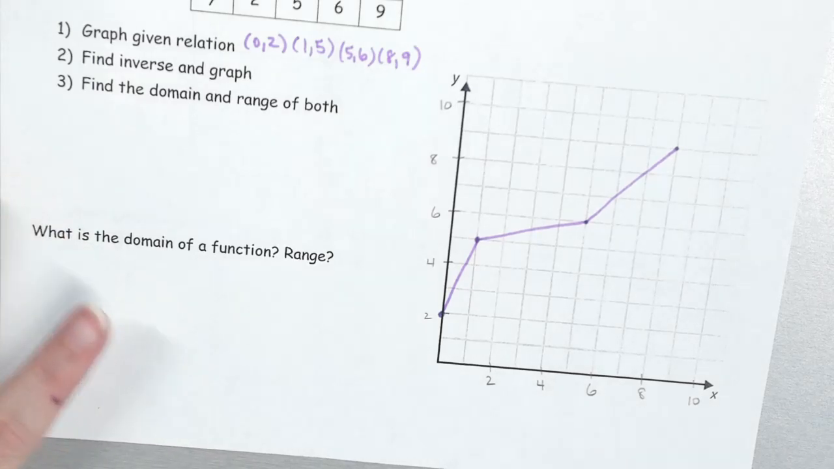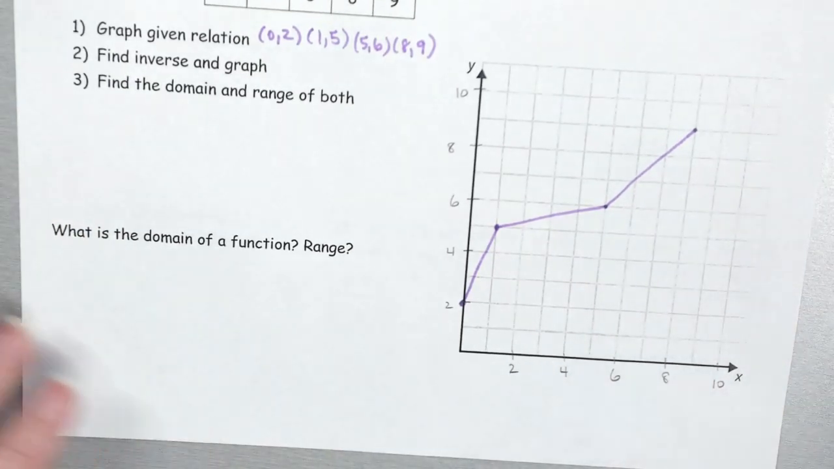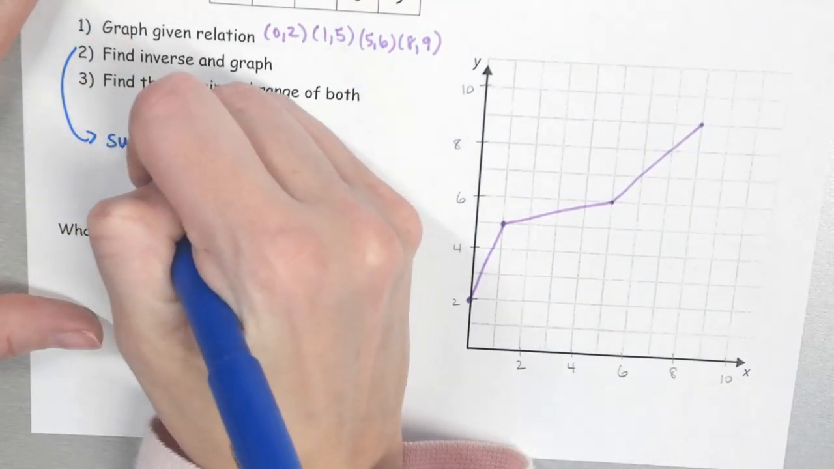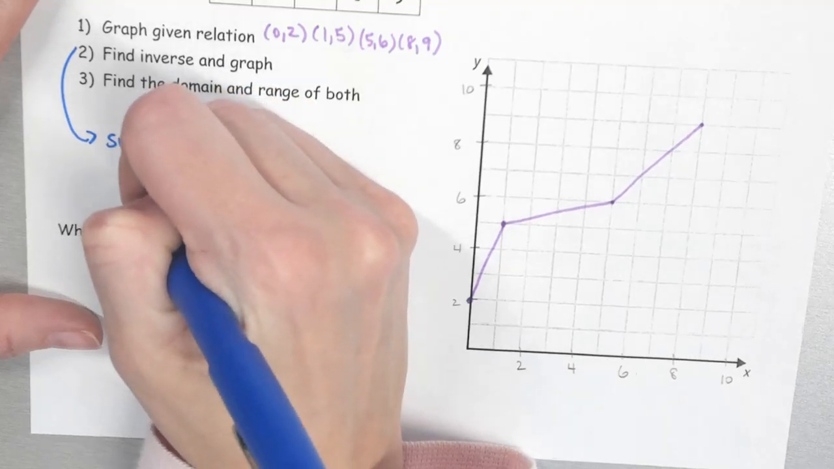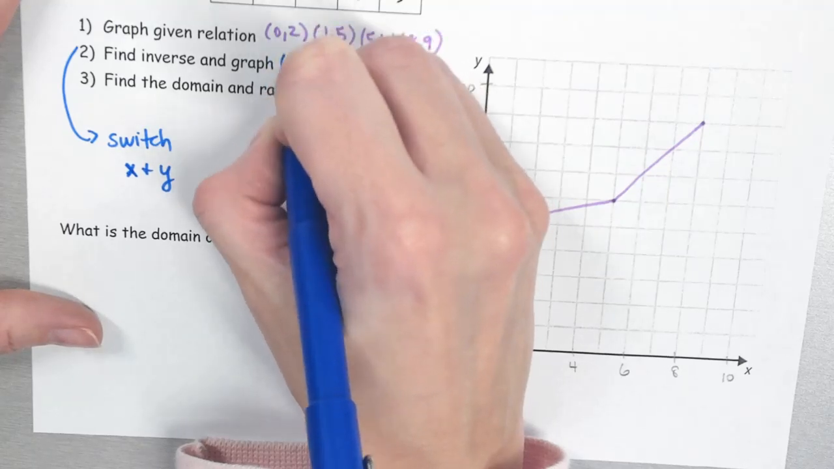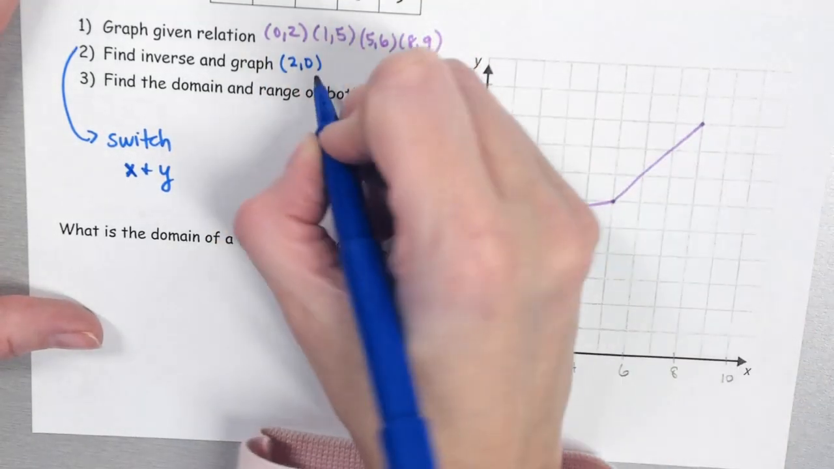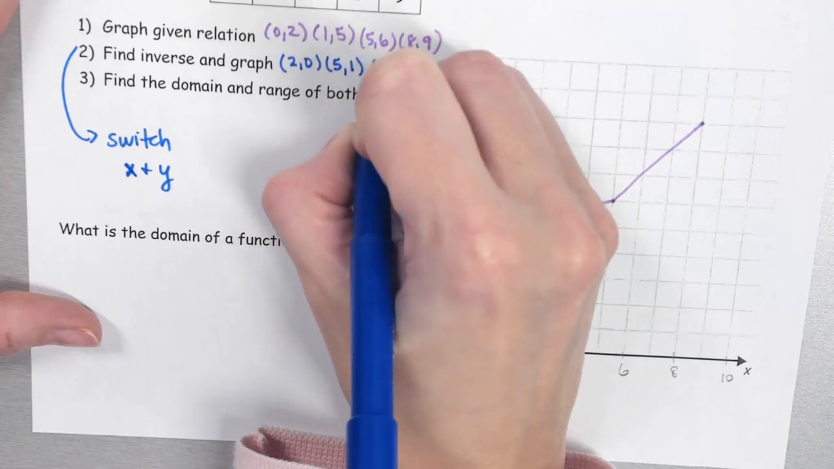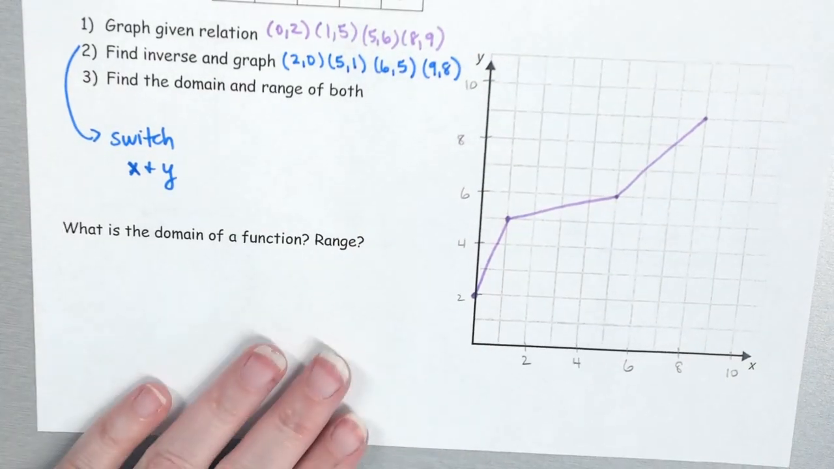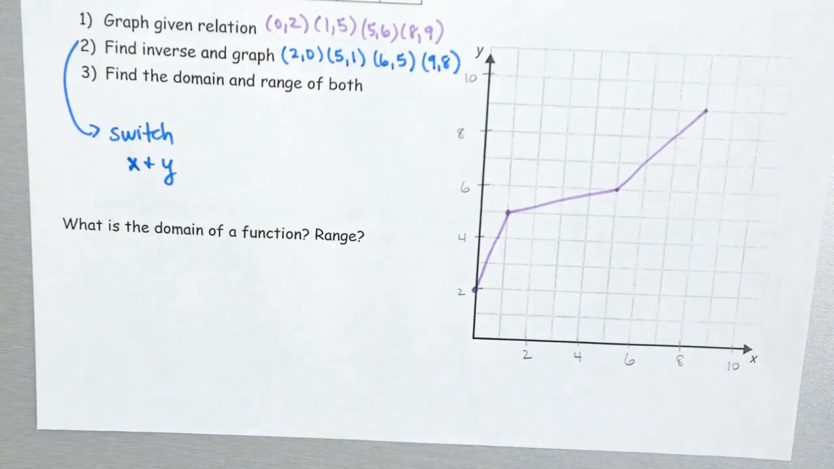Okay, now when you are finding the inverse in graphing, we talked about this is equivalent to switching your x and your y values. So that's exactly what we're going to do. When you find the inverse, you are going to switch the x and the y. So instead of 0, 2, I just have to switch it. So it'd be 2, 0, 5, 1, 6, 5, 9, 8. Okay, and then once you graph those, we are still going to put in that line of reflection.